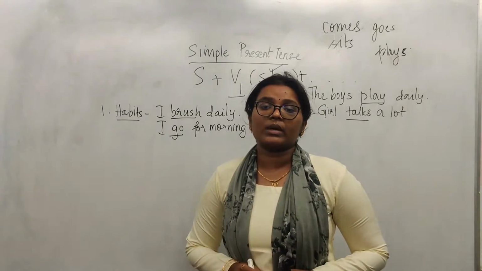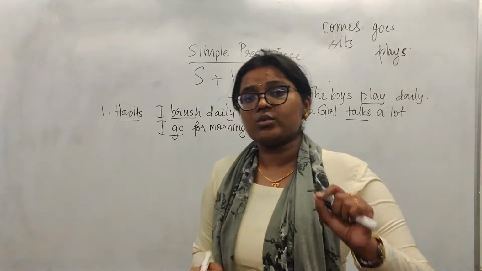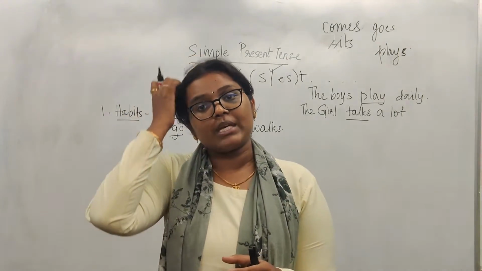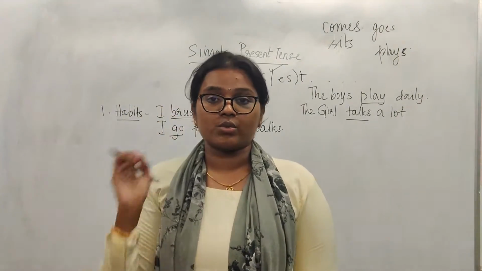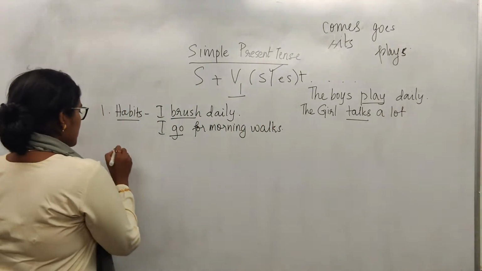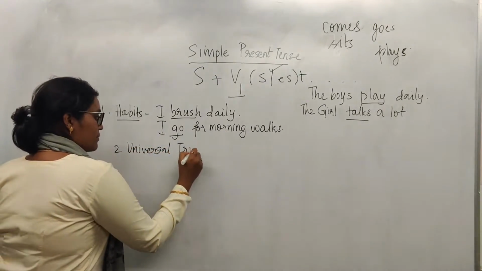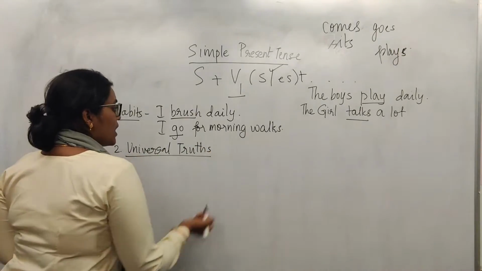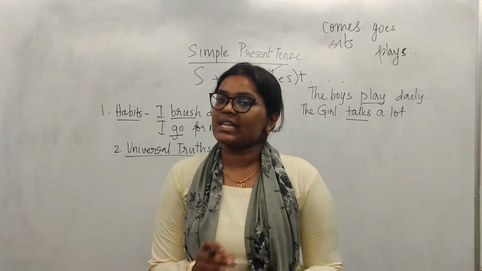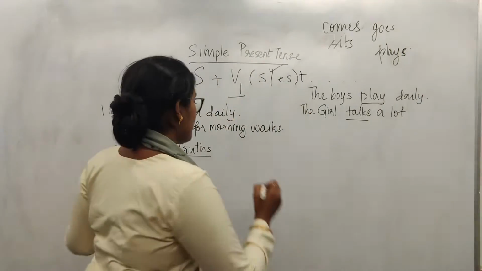The second place where you can use simple present tense is when you're talking about universal truths. What are universal truths? Some facts that are identified and accepted by everybody are called universal truths. When you're talking about universal truths, you generally tend to use the simple present tense. For example, the sun rises in the east. That's something that will never change. So for such universal truths, you use the simple present tense.